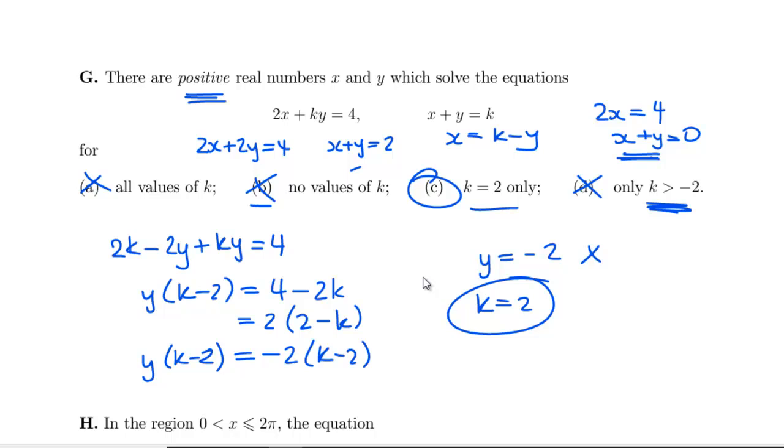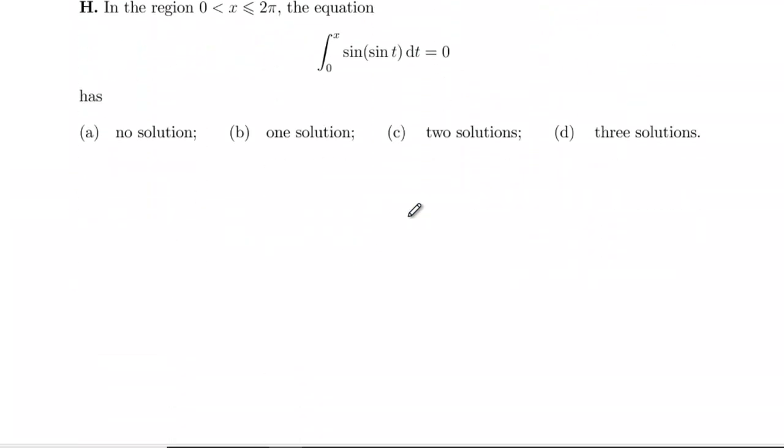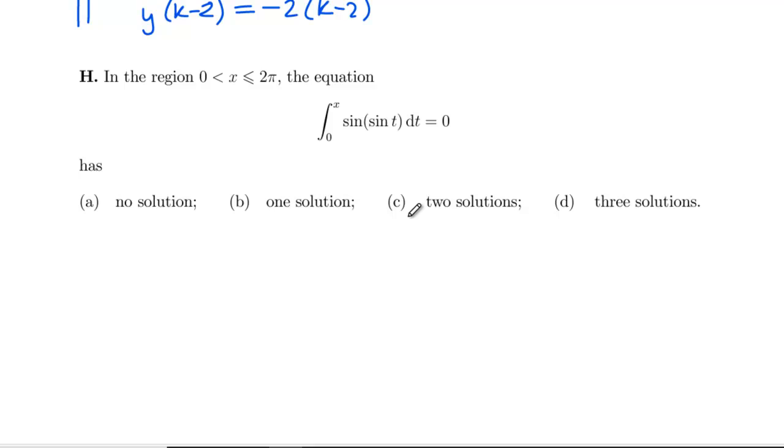Although solving it, I mean, that's the better mathematical way of doing it, not relying on the fact that it's a multiple choice question. Okay, H: in the region 0 to 2 pi, including 2 pi but not including 0, the equation, the integral of sine t dt, has no solution, one solution, two solutions, three solutions, for that being equal to 0. Right, where to go on this?